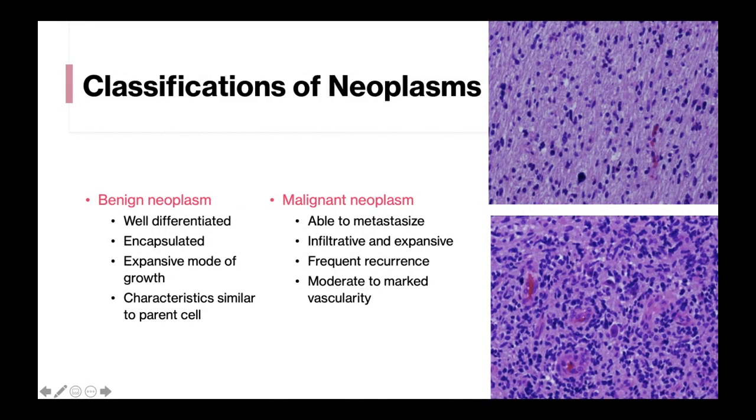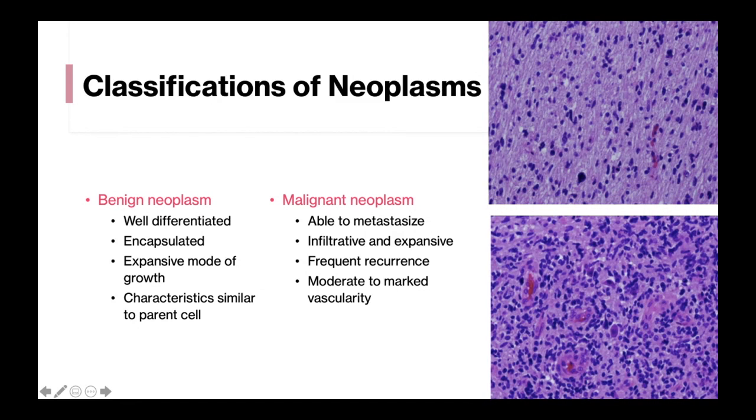And then if you look down here at the bottom picture, you're going to see something completely different. This is where they are poorly differentiated, meaning you can't even tell where one cell ends and one cell begins. They're all misshapen. They're all kind of blurring into each other.